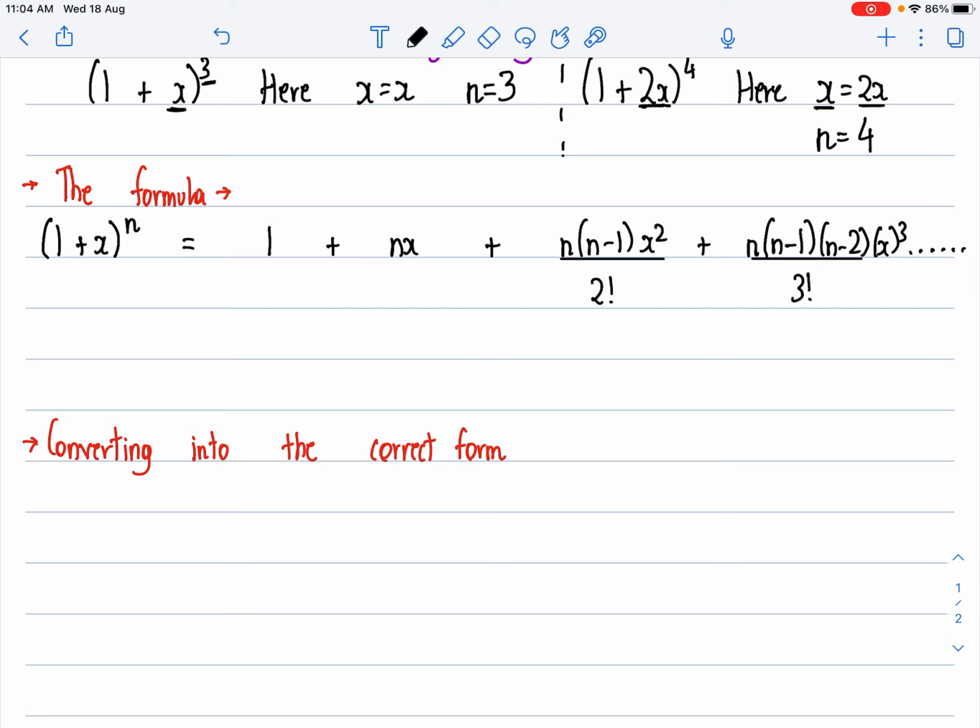In the question they'll specify whether they want it till x cube. Normally they ask you till x square and x cube, but just read the question. So this can basically go on and on, correct? Like later you get n into n minus 1 into n minus 2 into n minus 3 over 4 factorial with x raised to 4, correct? Like that, it can go on and on. So this is the formula which you need to know.